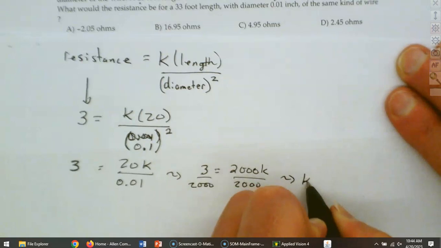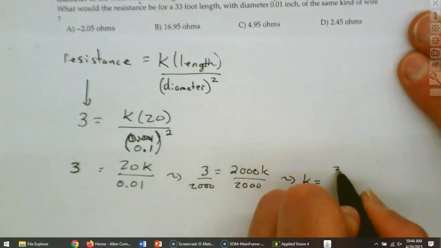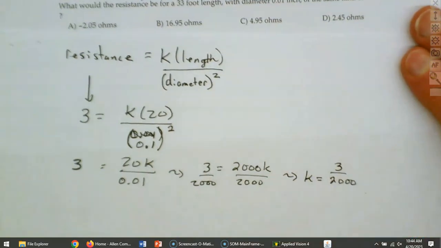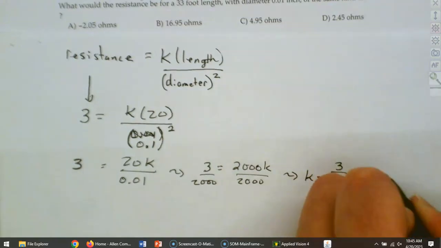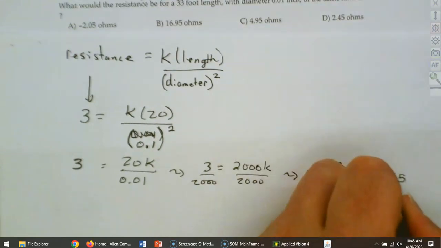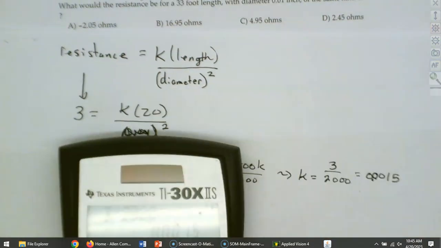And that gives me K equaling now. I don't think it'll reduce down any. Nope, it won't. So that's going to give you K equaling now 3 over that 2,000. And if we wanted to, we could use a decimal just to make it a little bit easier. And as a decimal, that's 0.0015. Divided them, that's what we got.